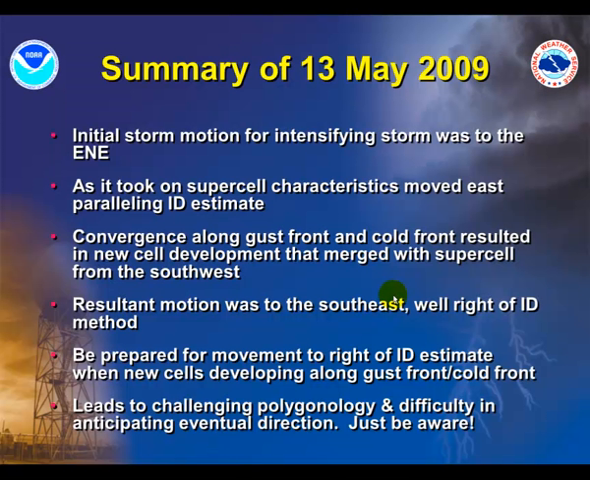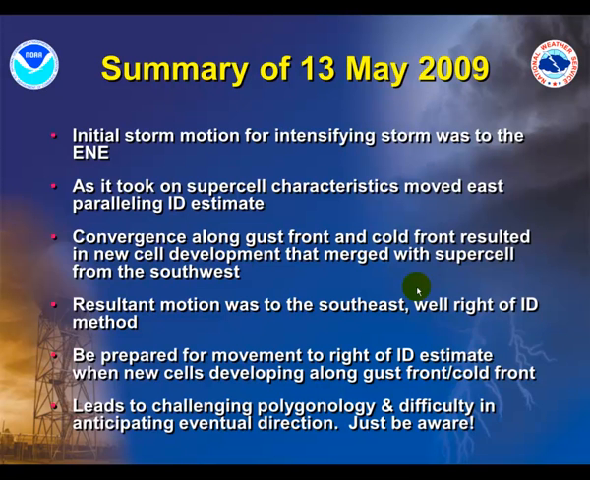So the initial storm motion for this case was to the east-northeast, took on supercell characteristics. It moved east, paralleling the ID estimate. As we had convergence along the gust front and cold front, new cell development merged with that supercell from the southwest. And so the resultant motion was to the southeast, well to the right of the ID method, and somewhat slower.